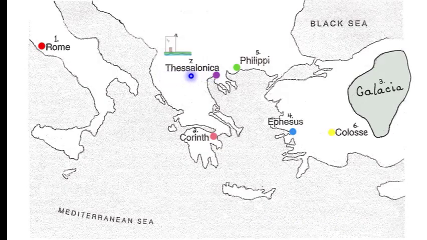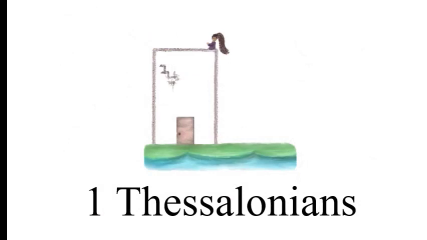Thessalonica is a city on the northern coast of the Mediterranean Sea. It was founded in 315 BC and named for a sister of Alexander the Great. One of the principal landmarks is the White Tower on the waterfront. Therefore, a white tower with a lady on top to represent Alexander the Great's sister, Thessalonica, is drawn on the north side of the sea for 1 Thessalonians.